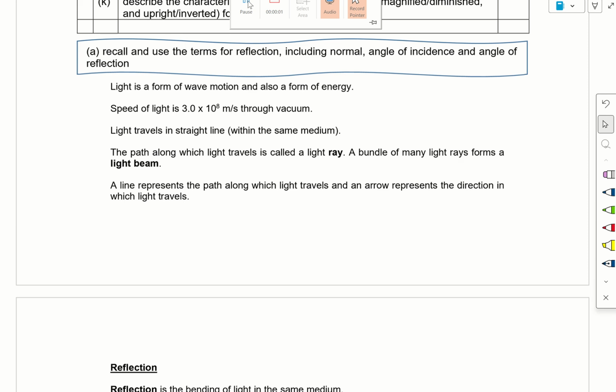Okay, for this video, we'll be going through light success criteria A. Now, recall and use the terms for reflection, including normal, angle of incidence, and angle of reflection.